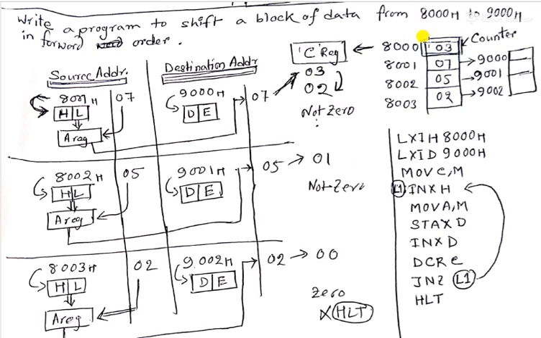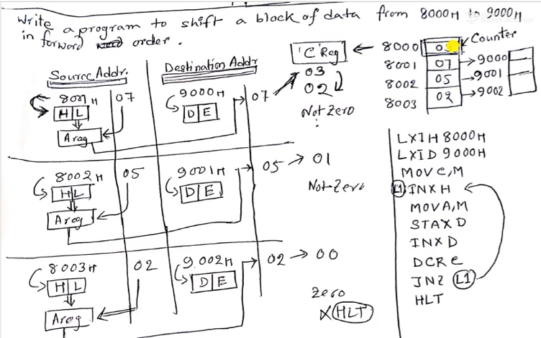That means if there is 3, then 3 numbers have to be copied from 8001, 8002, 8003 and moved to 9000, 9001 and 9002. If the counter value is 4, then we will copy 4 numbers 8001, 8002, 8003 and 8004 to 9001, 9002, 9003 and 9004. In this way, first of all, we have to know how many data have to be transferred.